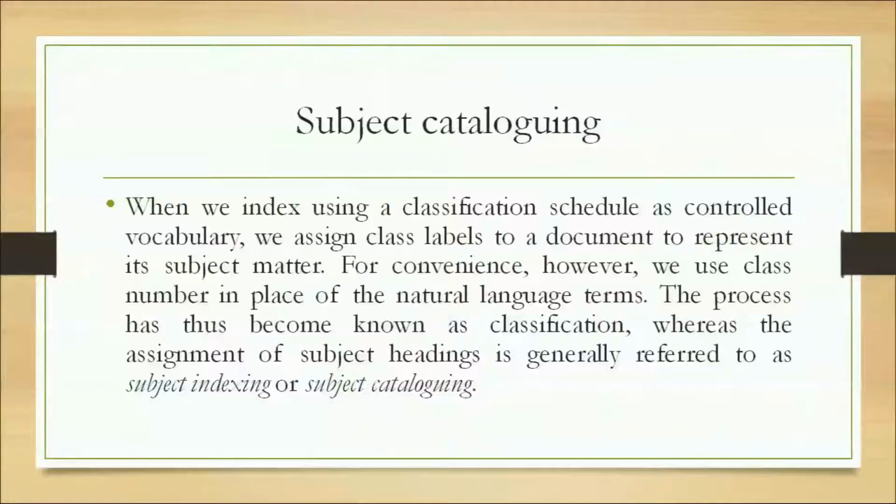Besides this, users can also retrieve the latest information as all related information on a subject is at one place. Learners, as we know, when we classify, we use a scheme of classification, which is also a controlled vocabulary. We assign class labels to a document to represent its subject matter. For convenience, however, we use a class number in place of natural language terms.